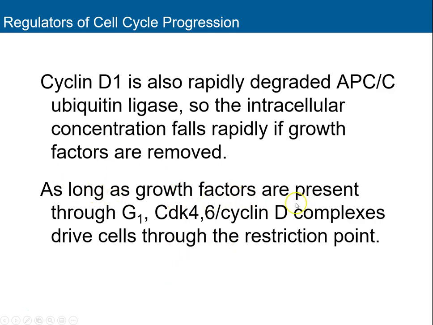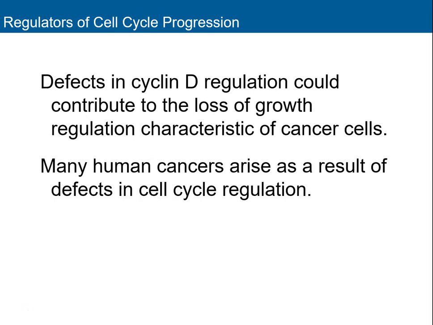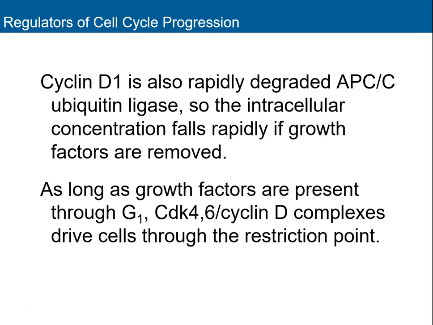So that's what this is saying here. As long as growth factors are present, cyclin D1 will be made and will still be pushing cells through. But when growth factors become unavailable, this will stop, okay? Cells will not progress through that restriction point.